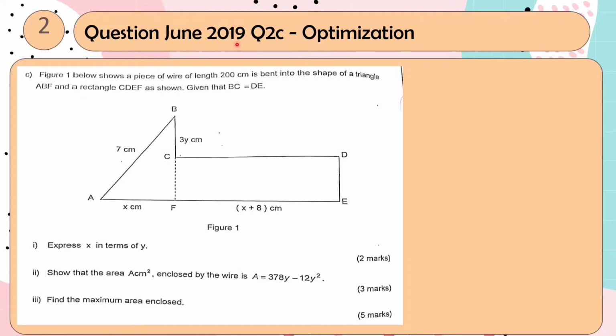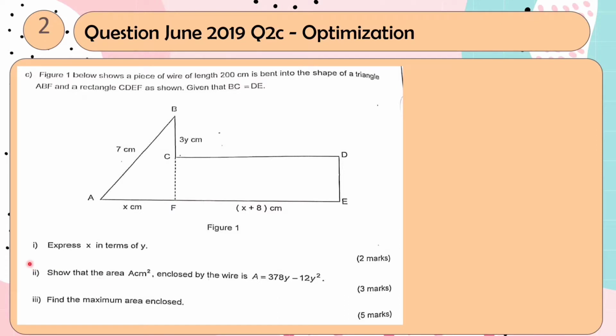June 2019 question 2c under optimization. Firstly, we will read the stimulus. Figure 1 below shows a piece of wire of length 200 cm bent into the shape of a triangle ABF and a rectangle CDEF as shown. Given that BC equals DA, this is our Figure 1. ABF is a triangle and CDEF is a rectangle.